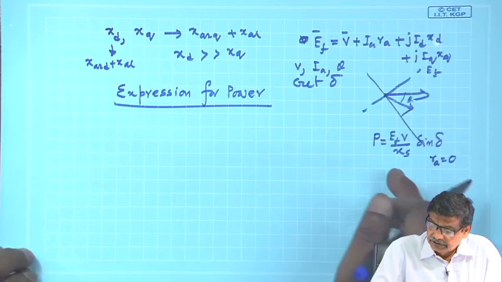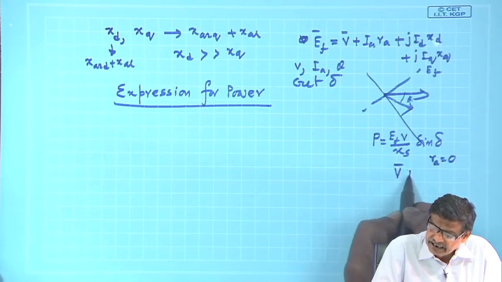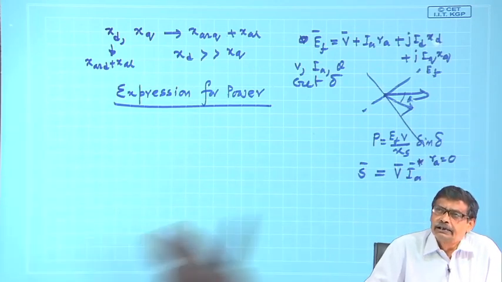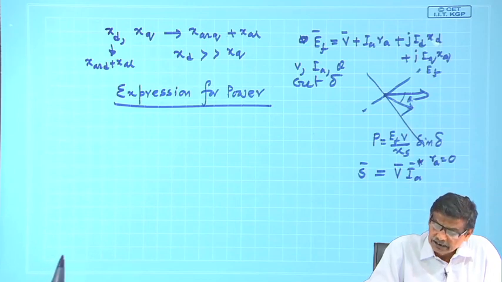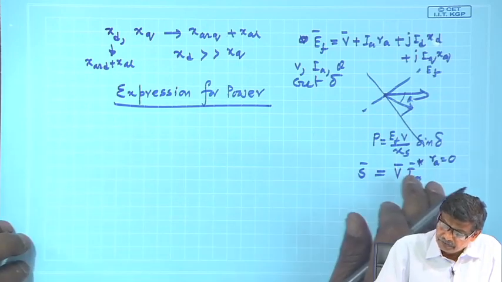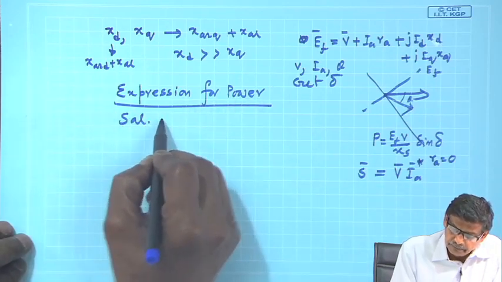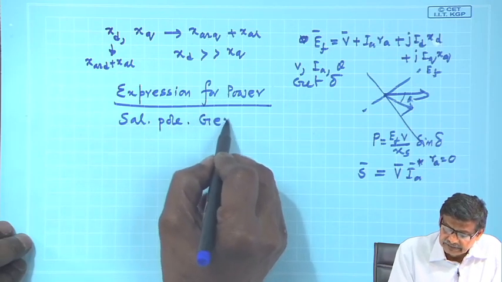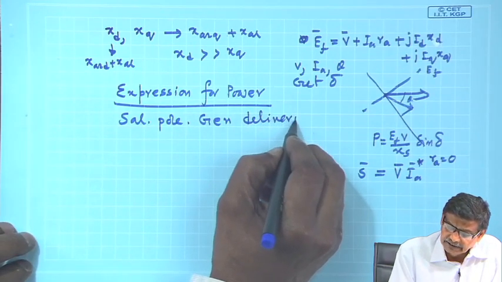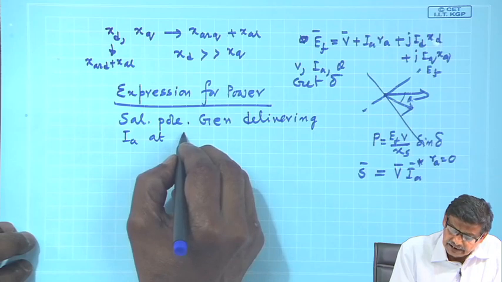The essential step for deriving this type of equation is that we started with V I star, and in one stroke we can obtain the expression for both real power in kilowatts and the reactive power, how much the machine is handling. So, first what we will do is find the expression for power of a salient pole generator delivering Ia at lagging power factor.